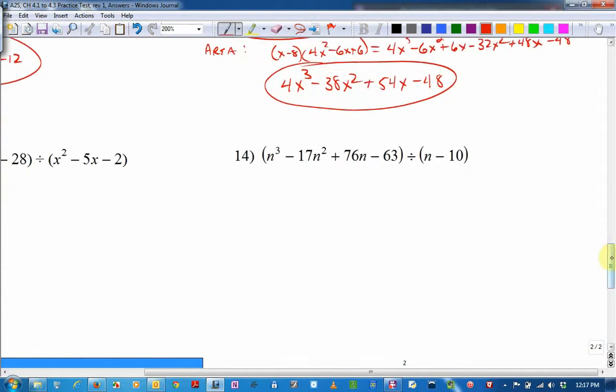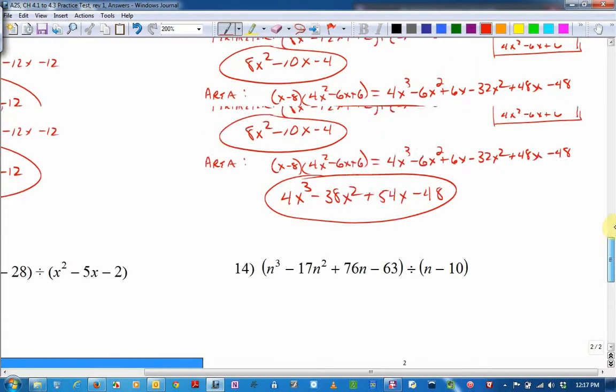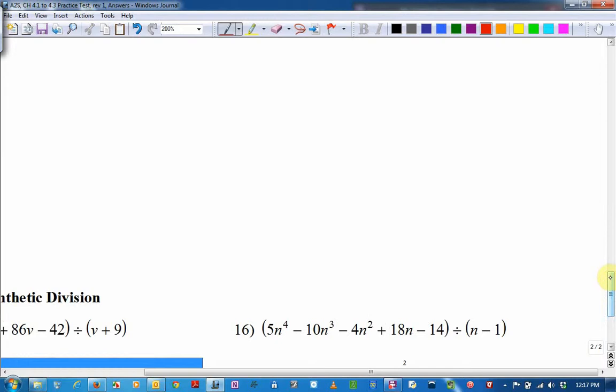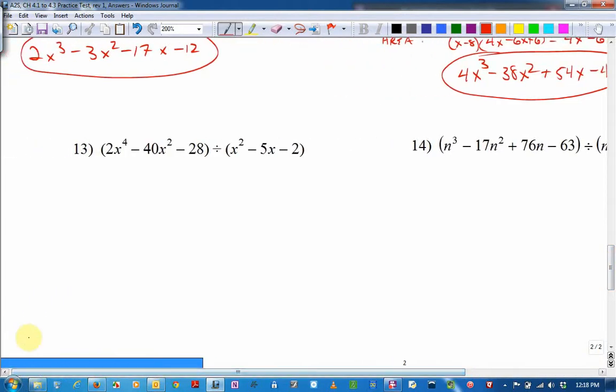Okay, let's move down to the next ones. See what we got here. Okay, so I need to divide these two, so I'm going to use long division. So my divisor is x squared minus 5x minus 2, and I'm dividing that into this other number. Now let's check to see that we have all the exponents.